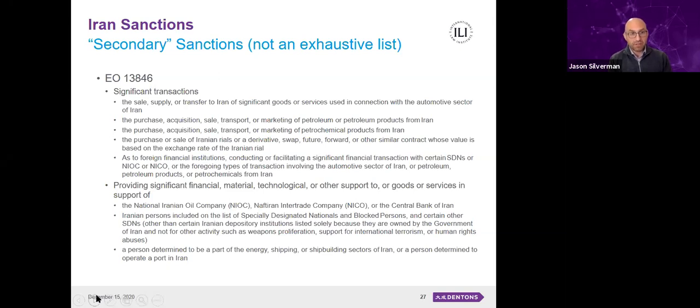I don't think anyone expects to see a rapid return to Obama era sanctions, sort of in the 2016 timeframe, immediately after January 20th.